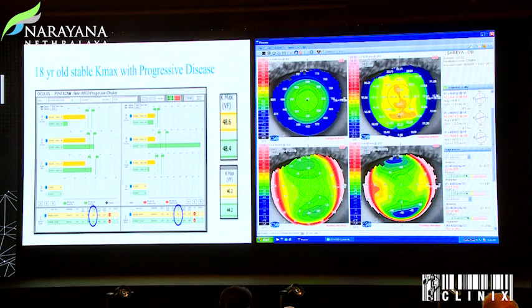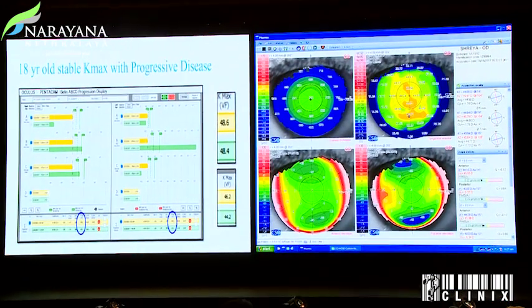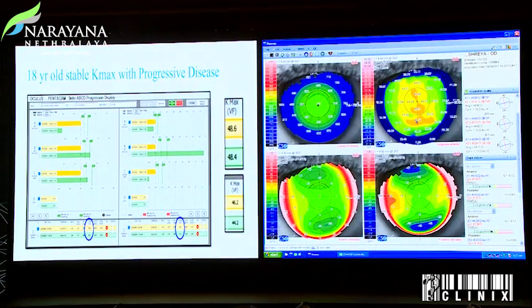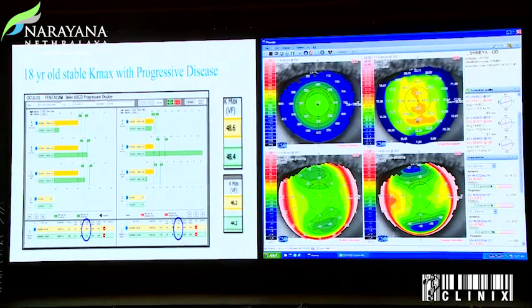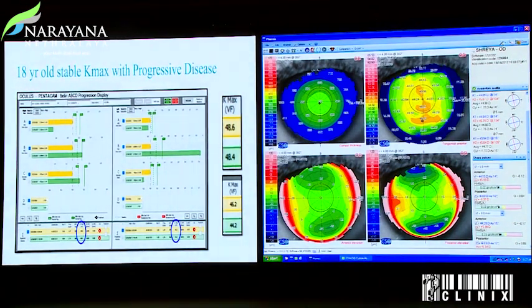Here's an 18-year-old. We're showing both eyes. Again, stable Kmax. You'll see on the left, we just hit about the 95% confidence interval. But if you look on the right again, marked progression in spite of stable Kmax. So particularly on your young patients who we know will progress rapidly, I think relying on Kmax is not doing the patient a best service.